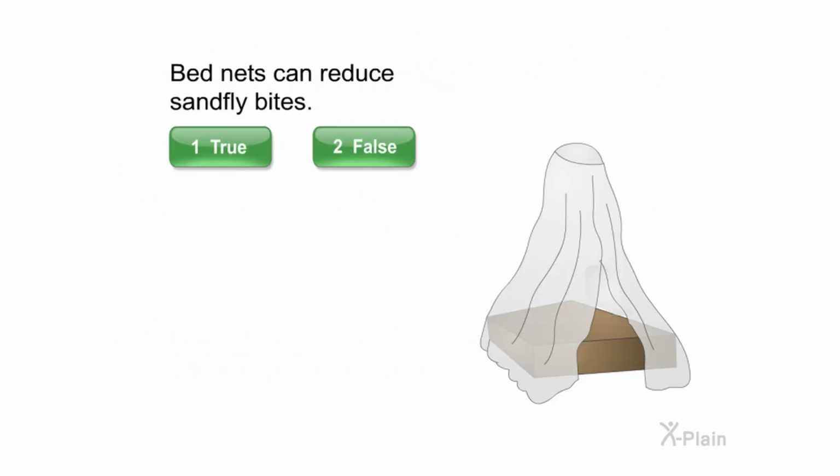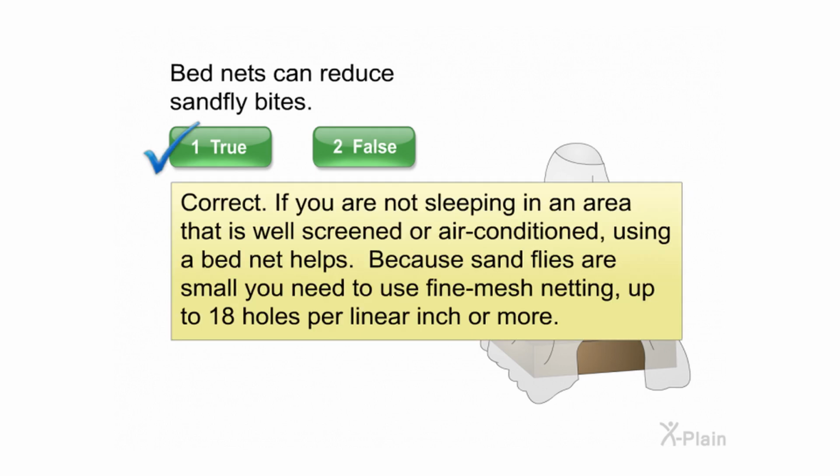Bed nets can reduce sandfly bites. Select true or false. Correct. If you are not sleeping in an area that is well screened or air-conditioned, using a bed net helps. Because sandflies are small, you need to use fine mesh netting up to 18 holes per linear inch or more.